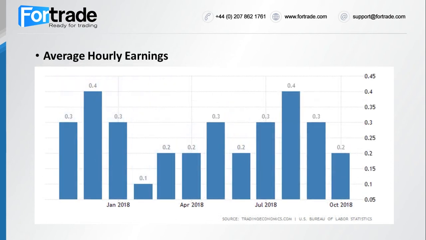Average hourly earnings. This is important since an increase in the figures indicates a possible rise in inflation and in the value of the dollar, while a decrease in AHE tends to push the dollar down. Month-on-month average hourly earnings were 0.2% in October, and on a year-on-year basis it was 3.1%.